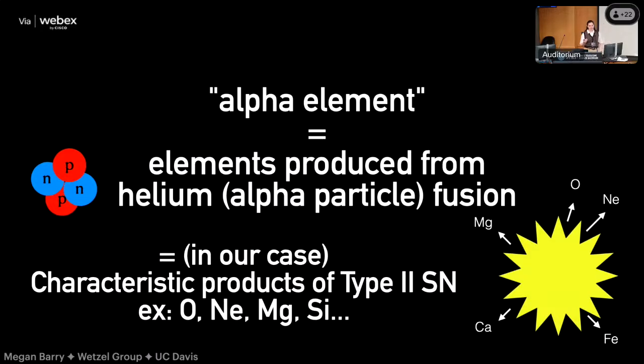But the reason I am interested in alpha elements is that they are the characteristic products of type 2 supernovae. So when I say alpha element, the reason I am even looking at these at all is because they trace type 2 supernovae. These also produce iron. I'm going to treat that totally separately. We'll see why in a minute. But yeah, alpha elements, type 2 supernova products.